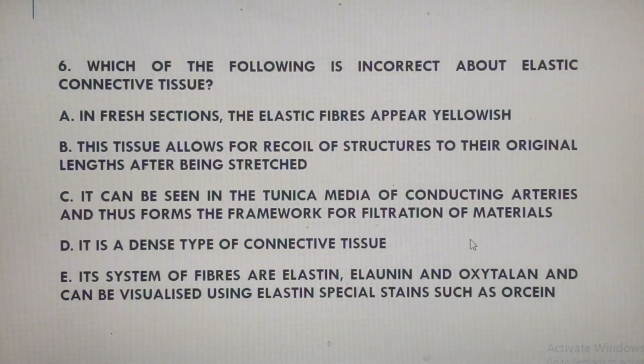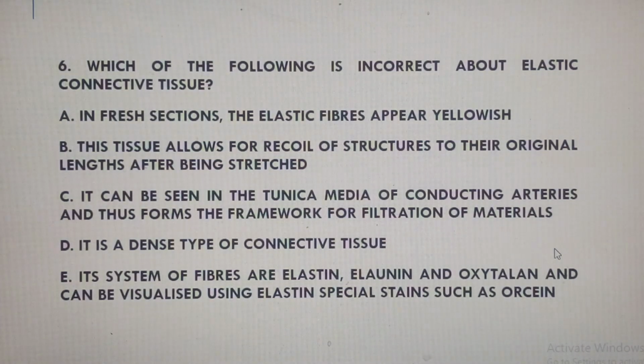Option D says it is a dense type of connective tissue. That's a very true statement. That is why this connective tissue, you have to qualify it, that it is dense elastic connective tissue. You have to qualify it, because generally, if you just say dense connective tissue, you would think it's collagenous, because that's the standard. But you have to qualify it by adding elastic to it.